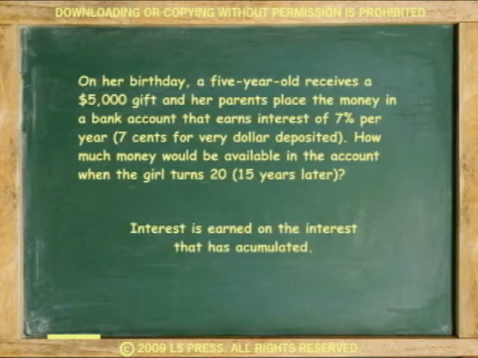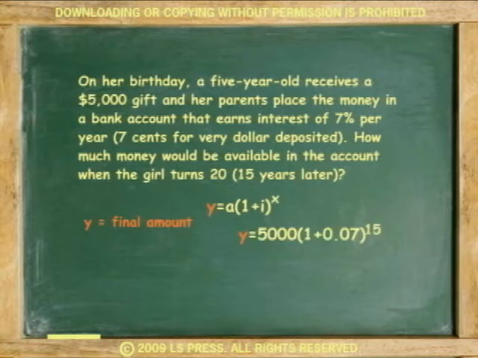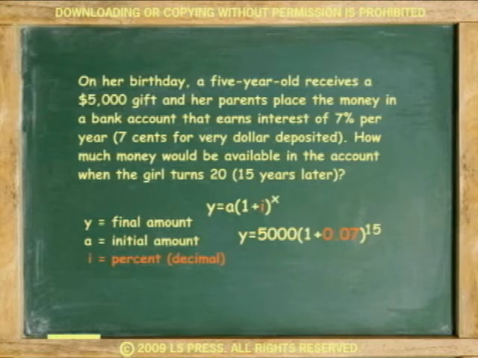The exponential equation would be y equals a times 1 plus I to the x, where y is the final amount, a is the initial amount, I is the rate of interest per period in decimal form, also known as the percent, and x is the number of periods, in this case years. Solving for y equals 5,000 times 1 plus 0.07 to the 15th power.